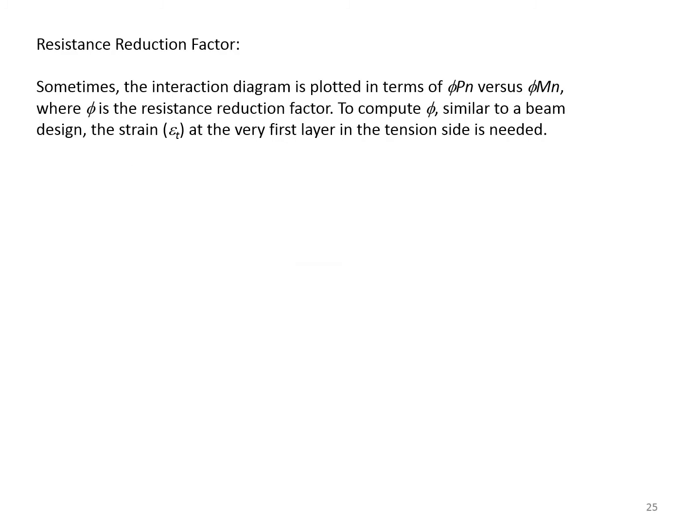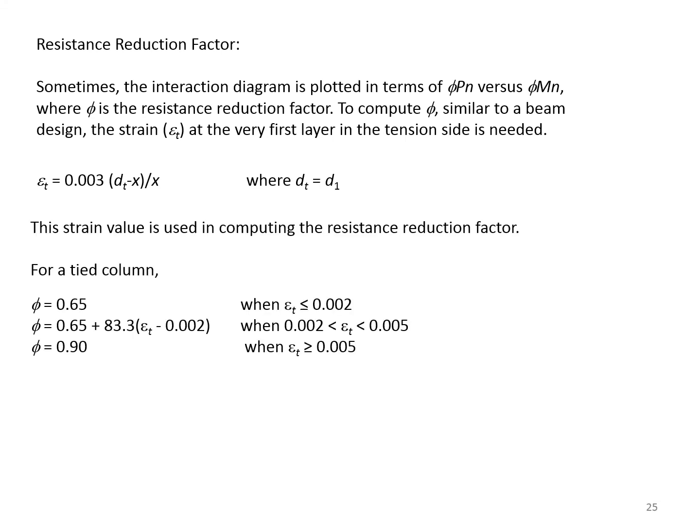Resistance reduction factor. Sometimes the interaction diagram is plotted in terms of phi Pn versus phi Mn, where phi is the resistance reduction factor. To compute phi, similar to a beam design, the strain epsilon t at the very first layer in the tension side is needed, which is equal to 0.003 times (dt minus x) divided by x, noticing that dt is equal to d1. This strain value is used in computing the resistance reduction factor.